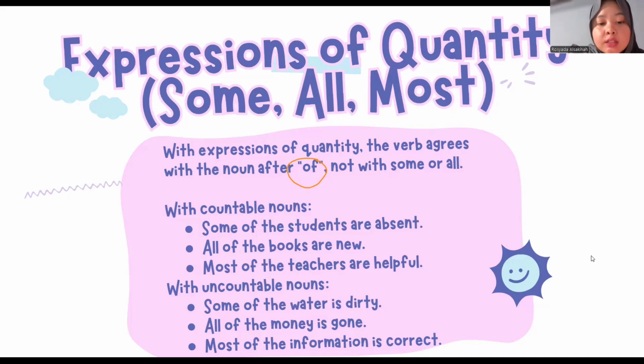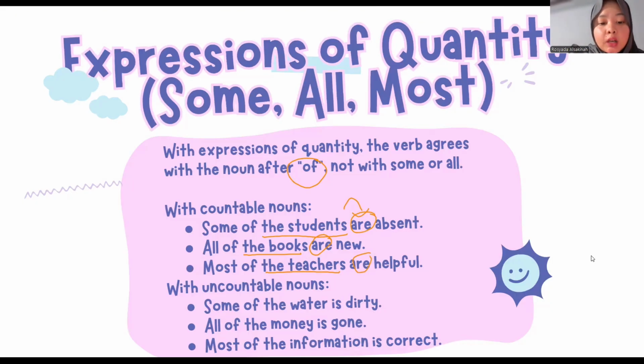In these sentences, we must take a look at the word after the "of": the students, the books, and the teachers. So they are plural, and we use "are" because they are plural.